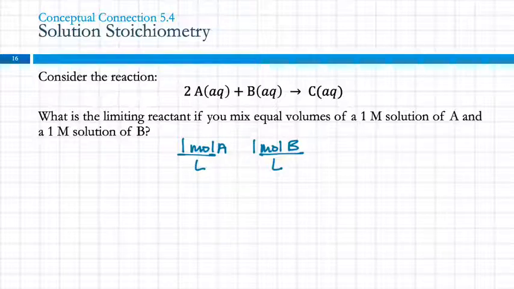So we can think of it that way, or we can just pick a number and say, well, I'm going to say I have 1 liter of each. Is that equal volumes? Yeah, that's equal volumes. How many moles in 1 liter? 1. So if I choose 1 liter, then I have 1 mole of A and 1 mole of B.